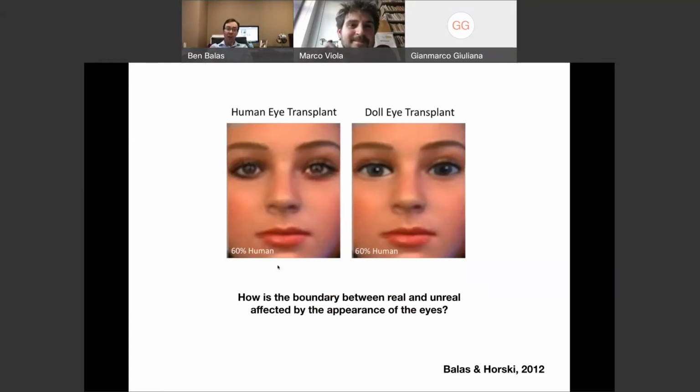If the eyes really do carry most of the information about animacy, well, then maybe this boundary will disappear. Maybe the presence of the human eyes everywhere will just make you say, great, there's eyes that look human, this is a human face, I'm done. And vice versa, there's doll eyes here, now this is a doll face, I'm done. Instead, we see something more interesting.